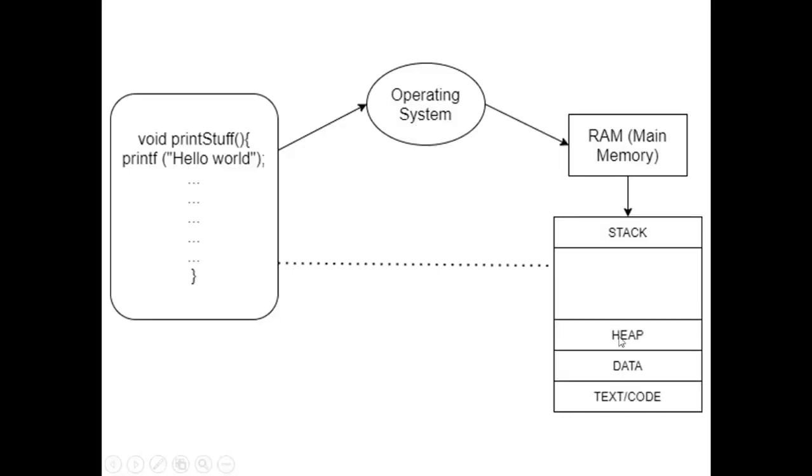So here is a small diagram which shows how this program is picked up by the operating system based on the UI, and then the operating system would actually load it to RAM, and it becomes this process having all these four sections.